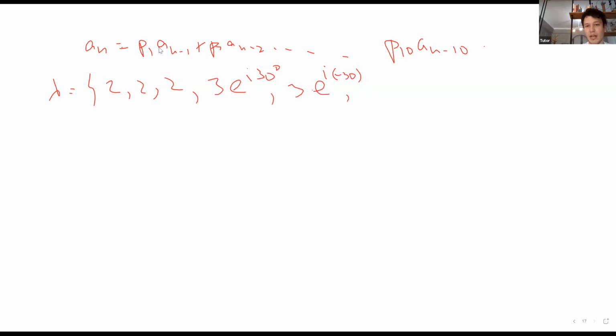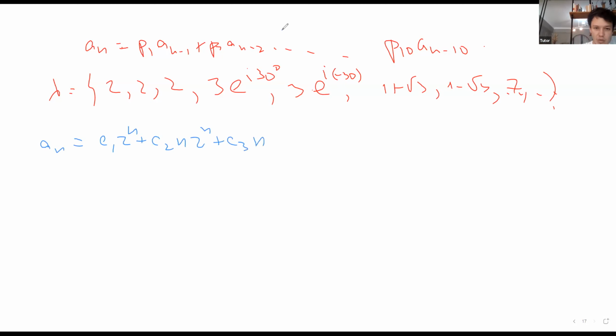So maybe I'm going to have another root that's 1 plus square root of 3, and then also 1 minus square root of 3, and then maybe there's more roots in here, and then maybe 7 is also a root. Well, then what is going to be your an? If you wanted to compute an, then an would be equal to c1 times 2 to the n plus c2 times n 2 to the n plus c3 times n squared 2 to the n, right? So this is the three roots in here.